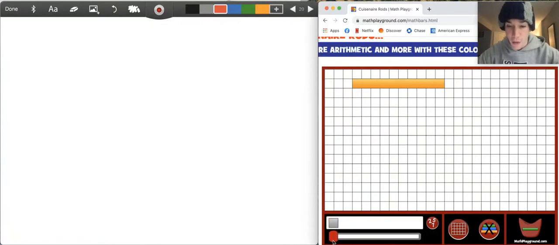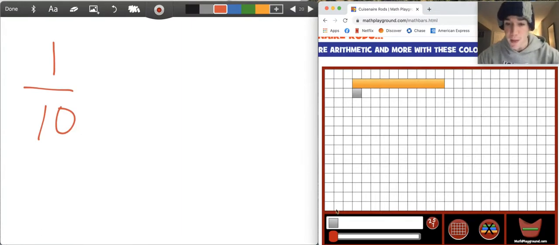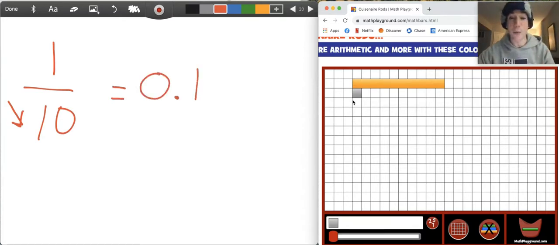Now we know that if we take this gray or silver block, we can call this piece 1/10 of our whole. The reason being, we know that it takes 10 of these pieces to make a whole orange block. So this is 1 out of 10. Remember, our denominator tells us how many pieces we're splitting something into. So we're basically splitting this whole into 10 pieces. If we were to change this fraction into a decimal, it would be 0 and 1/10, the exact same way that we say it, because we have that 10 in the denominator.